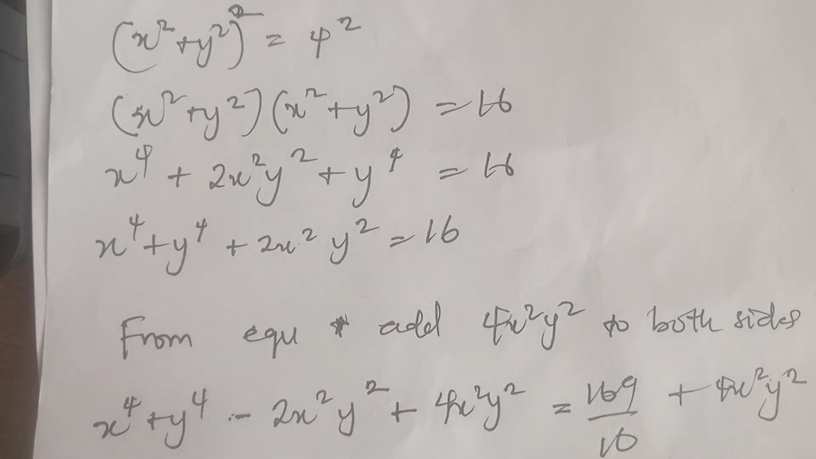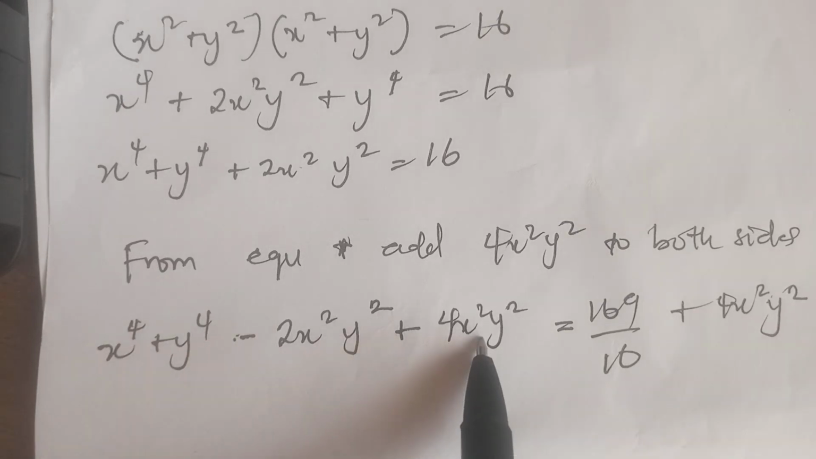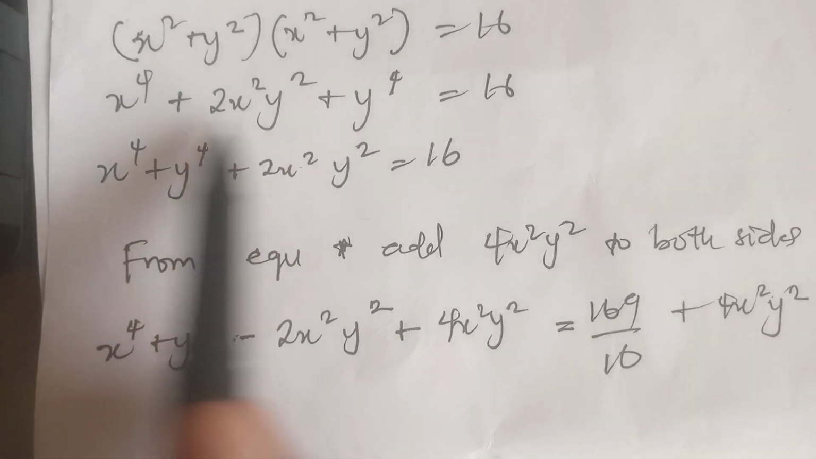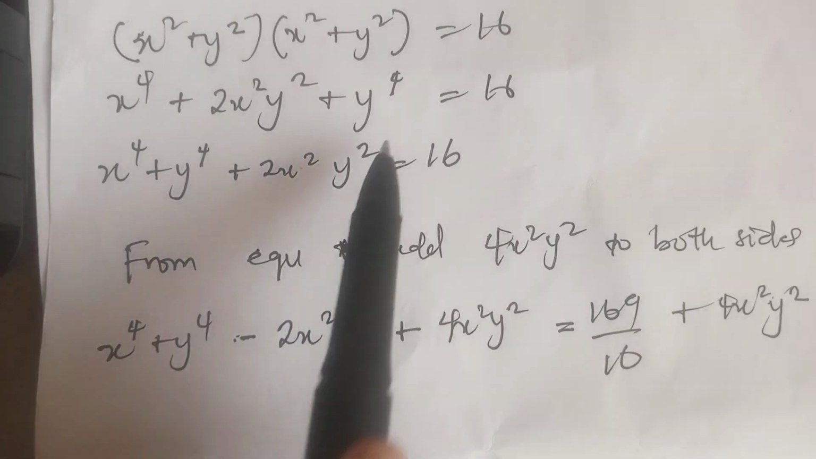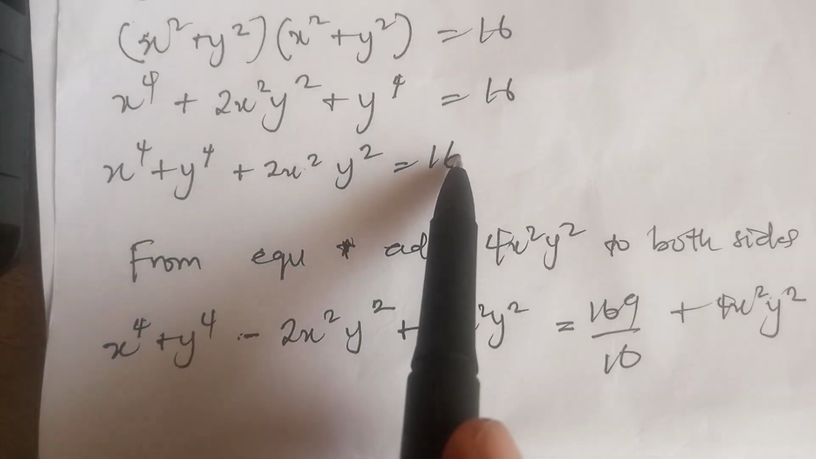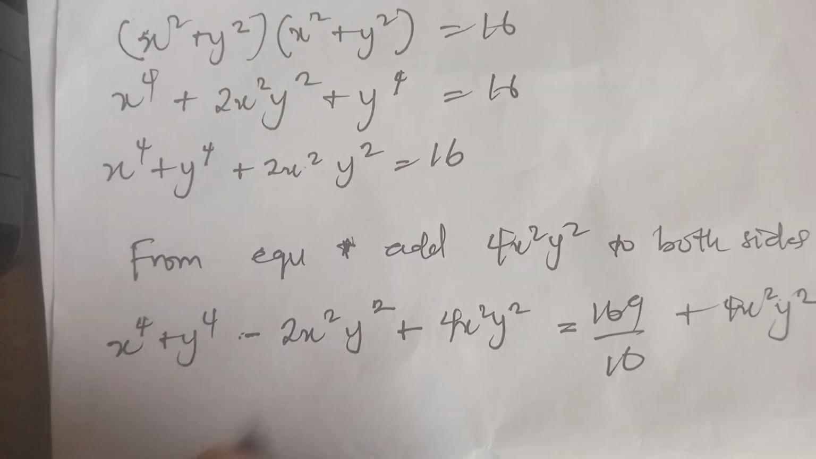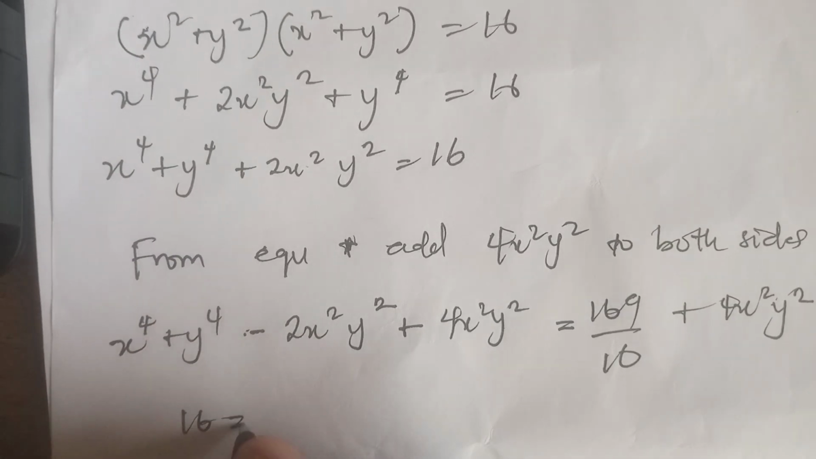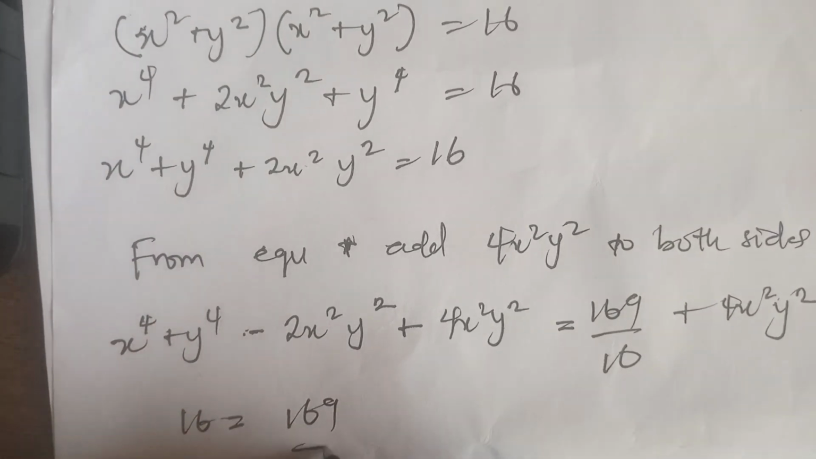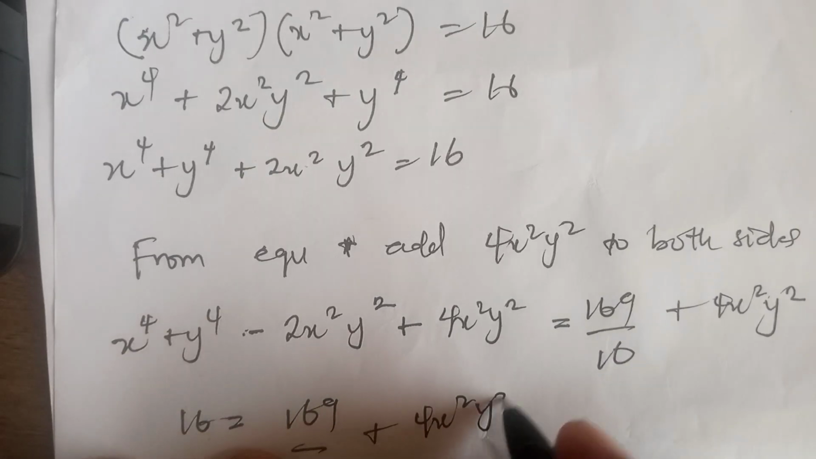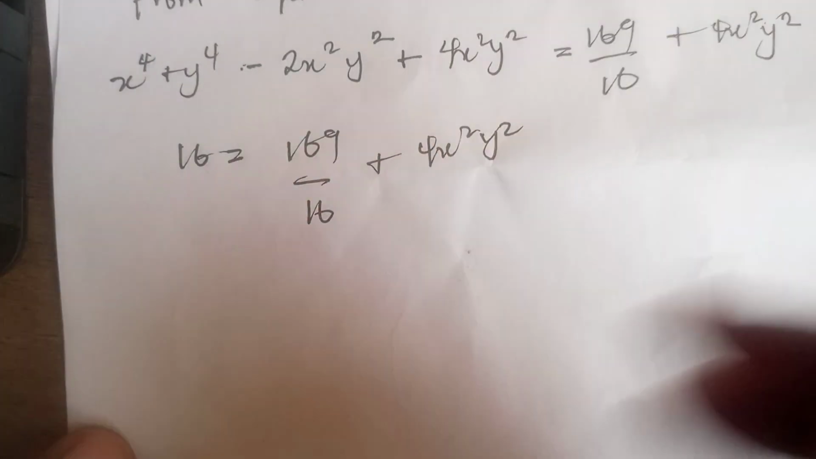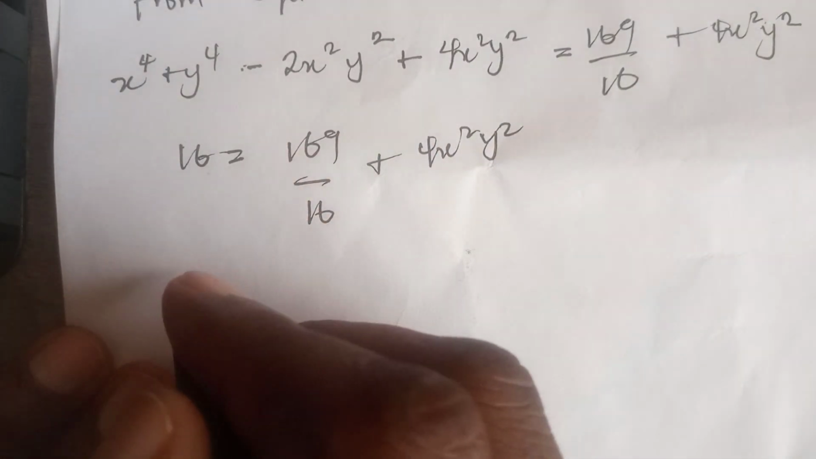All right, so we'll go from here. Now you see, if we add these two together, minus 2x squared y squared plus 4x squared y squared, we're going to have this. Which means this here is the same as this here, and it's equal to what? 16. So we'll substitute it here. So we have 16 equal to 169 over 16 plus 4x squared y squared. All right, we are getting closer to our solution.